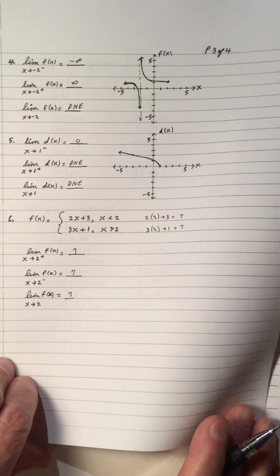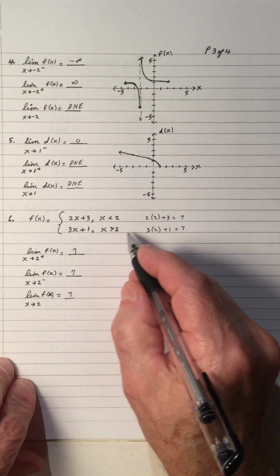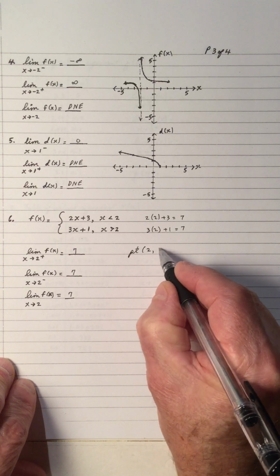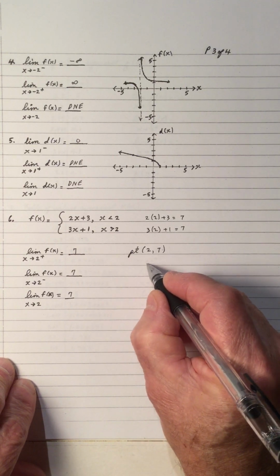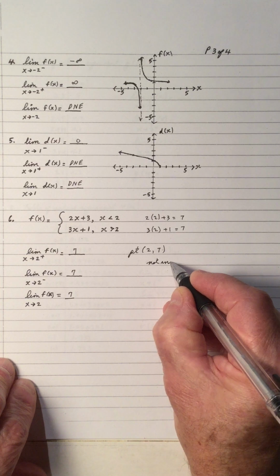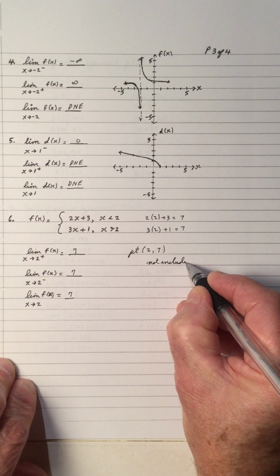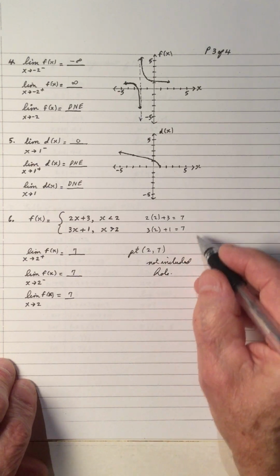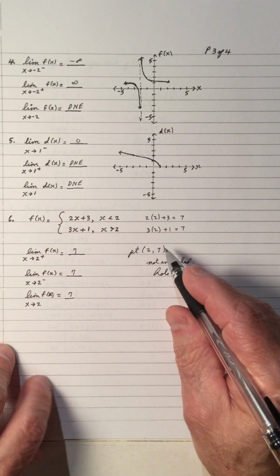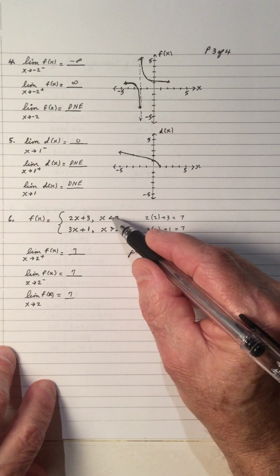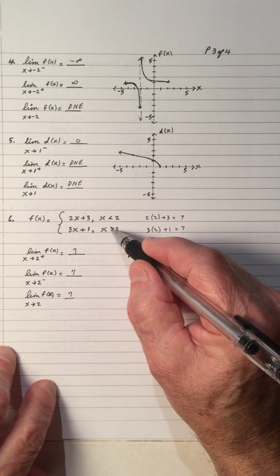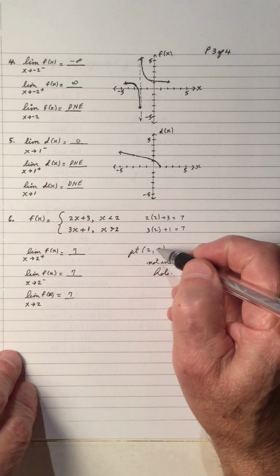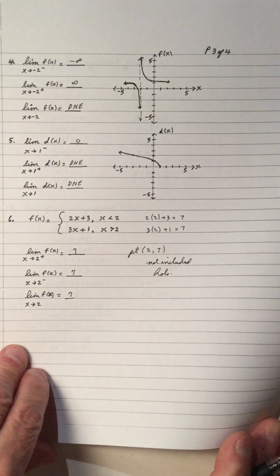Remember, there's no equal there. Notice the point: if you had a 2, 7, that point is not included. So there's a hole. The point 2, 7 on the graph will be a hole because there's no equal to 2. If you're equal to 2, you get a 7. But it's not equal to 2, so the point 2, 7 is not included. There's a hole in the graph.